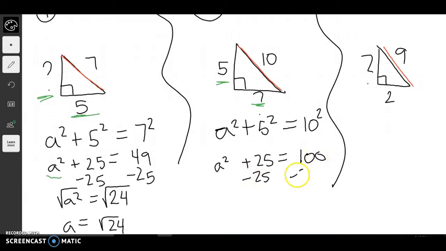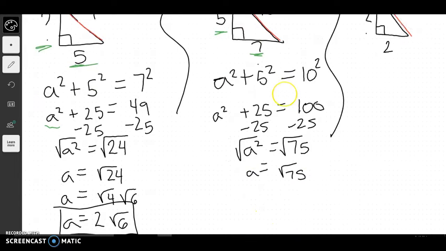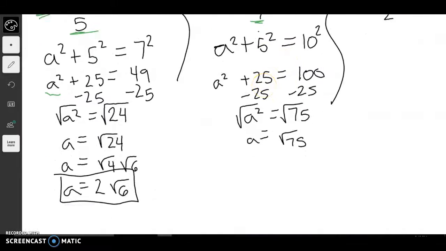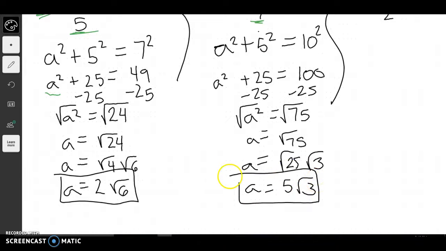Then we'll subtract 25 from both sides. We'll get a squared is equal to 75. Then we'll take the square root of both sides and get that a is equal to the square root of 75. This again, 75 will break down. So we could break that down into 25 and 3. And we know that the square root of 25 is 5 and the square root of 3 is unknown. So that would be our final answer.